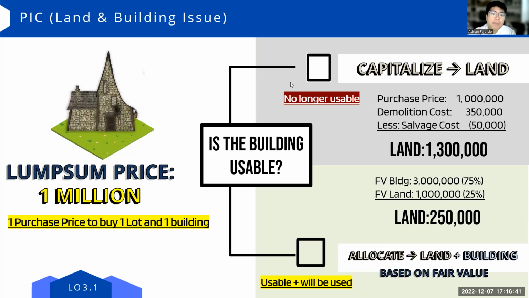So, super important to master lump sum purchases, right? So, this is medyo simpler pa nga eh. So, this is scenario 1 or iteration 1. It's a lump sum price and then tinatanong lang sa inyo is the building usable? If it's usable, you allocate sa land and building. But if it's no longer usable, you capitalize sa land.